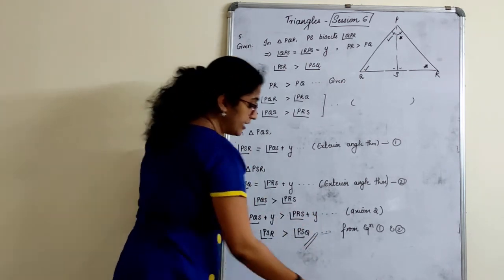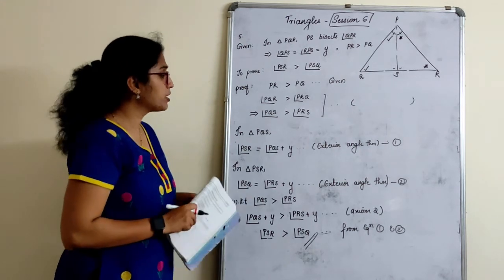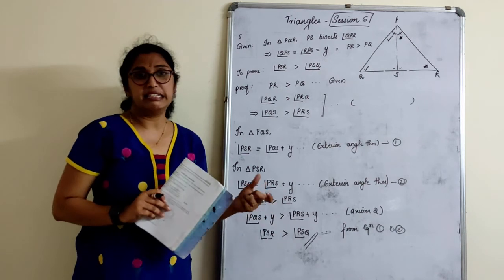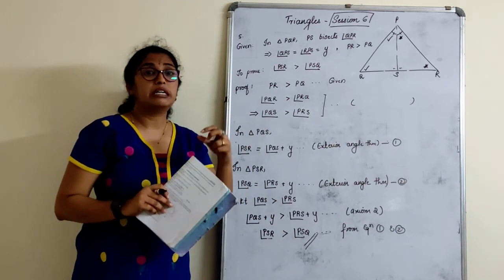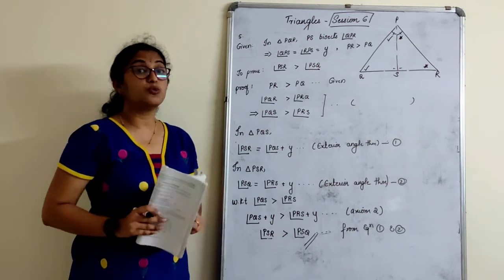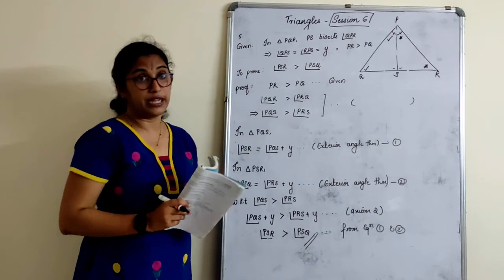Hence proved. Right? Quite a complicated inequality that we had to prove. So this is how you prove this. Wherever you write reasons, angles opposite to greater sides or sides opposite to greater angles, you need to write it correctly. With this we complete this exercise, and with this we complete this chapter, Triangles.